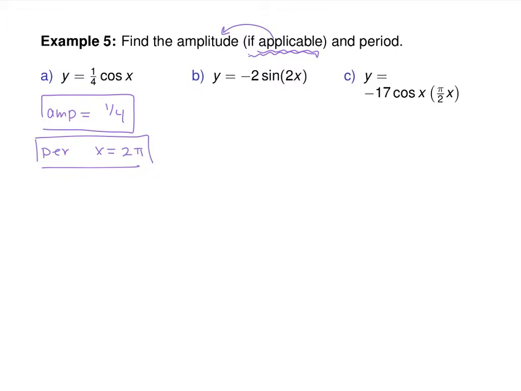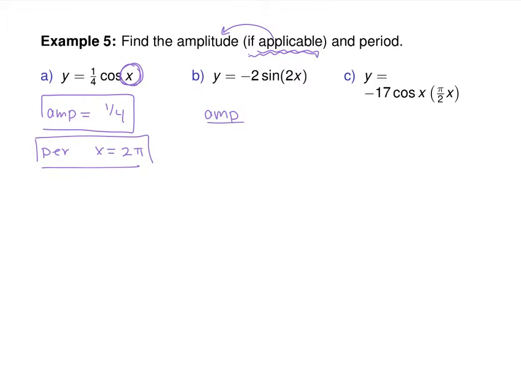How did you find which part? The period you always find by taking this thing and setting it equal to 2 pi. The basic cosine and sine functions that have no number in there with the x always take 2 pi to go through a cycle. Tangent and some other ones are a little bit different, but sine and cosine take 2 pi.